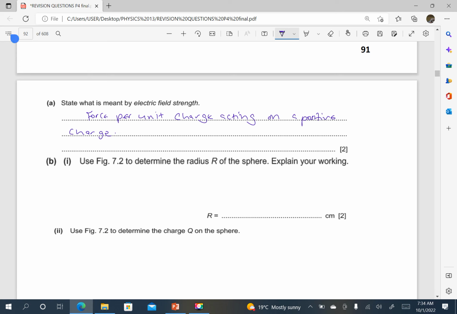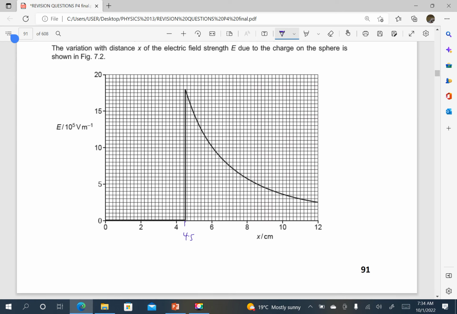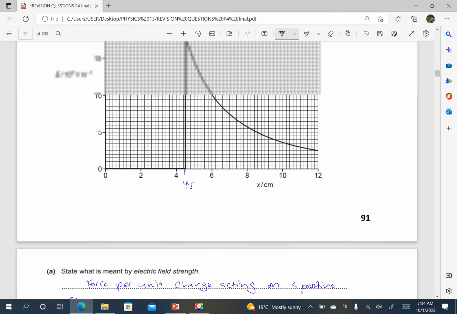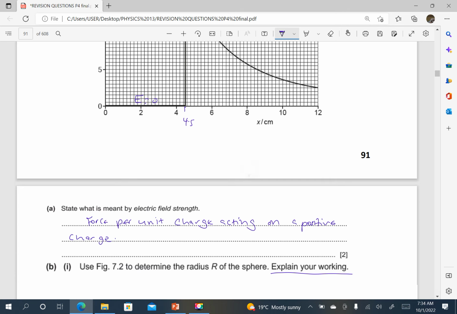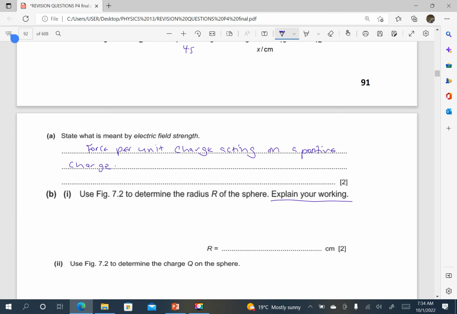Use the figure to determine the radius of the sphere and explain your answer. Of course, I've already determined the radius. The radius must be 4.5. Explanation: the electric field inside the conductor, or inside the sphere, is going to be 0, or the potential is going to be constant. So there is no electric field inside a conductor, inside the sphere. So the radius is going to be 4.5.